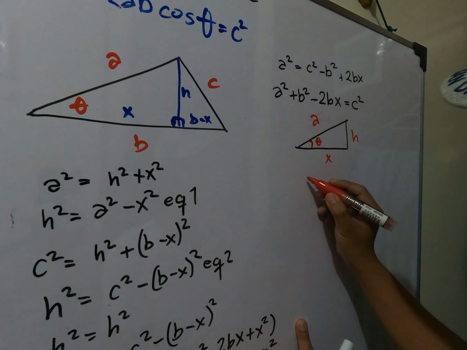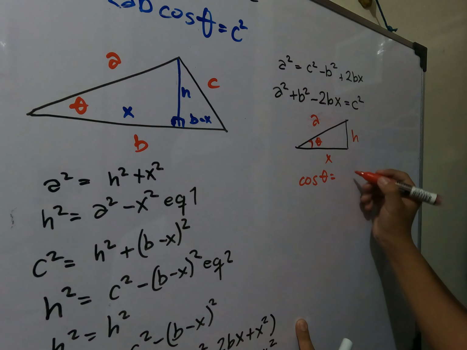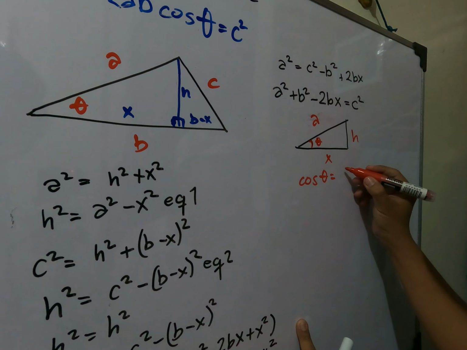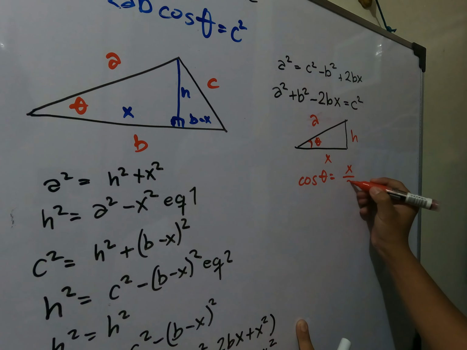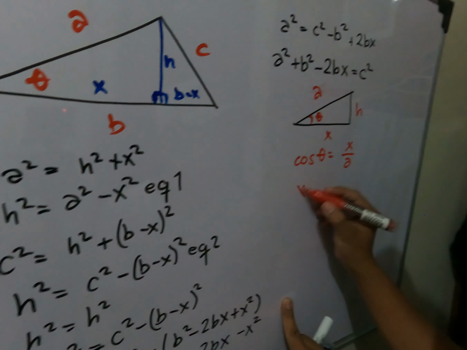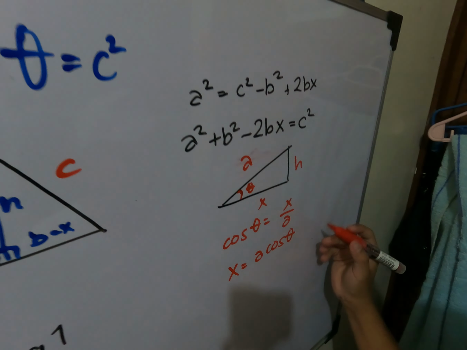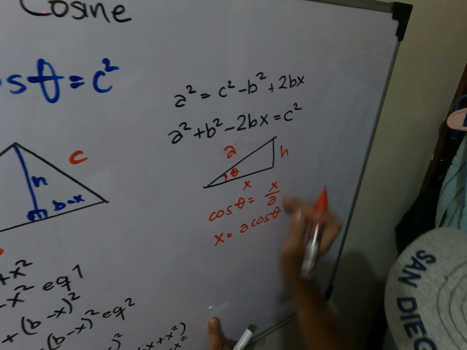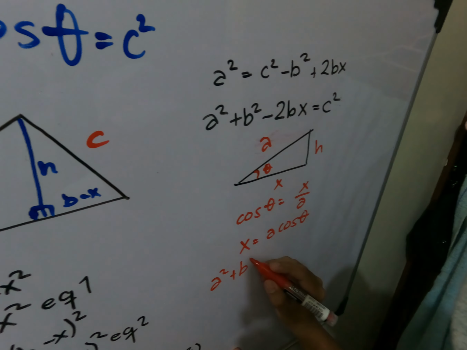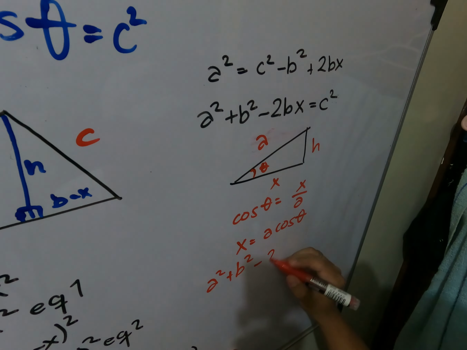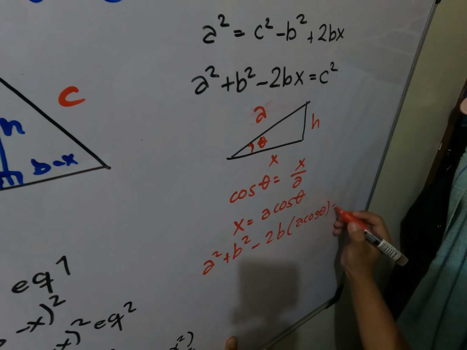So using cosine of theta is equal to adjacent over the hypotenuse. Adjacent is our x, and our hypotenuse is a. So solving for x, we will now have a cosine of theta. So let's plug a cosine theta in here. Now we will have a squared plus b squared minus 2b times a cosine of theta equals c squared.